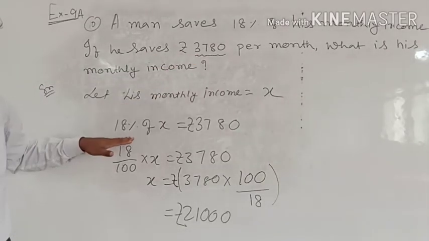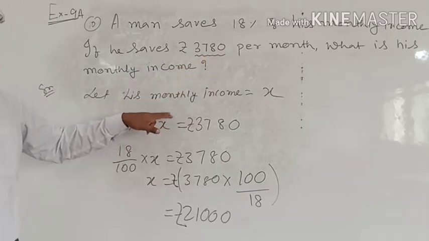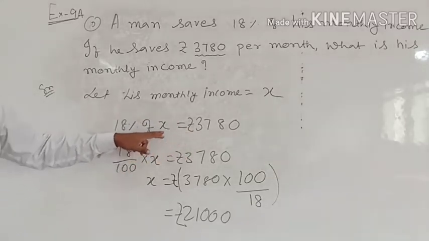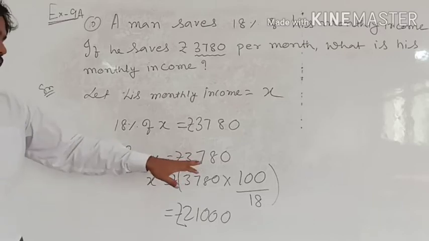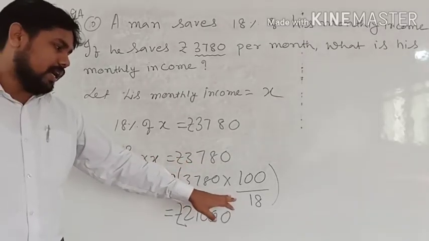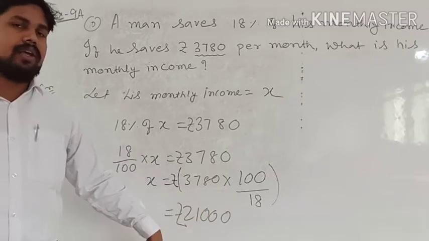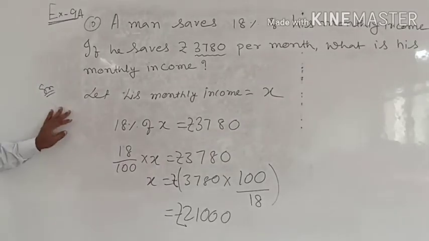given. So 18% of x is given. 18% of x means x is the total salary. So 18% of total salary is this much. So 18% of total salary means 18 by 100 into x is equal to this much. After that, if you take this to that side, it will be like this. And after cancelling this, and after reducing this into the lowest fractions, you will get 21,000 as the answer.